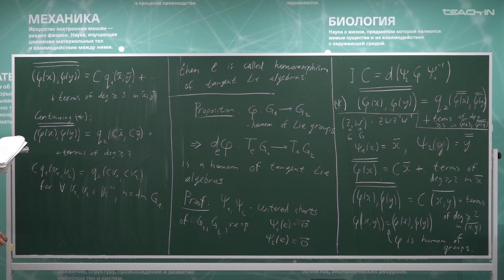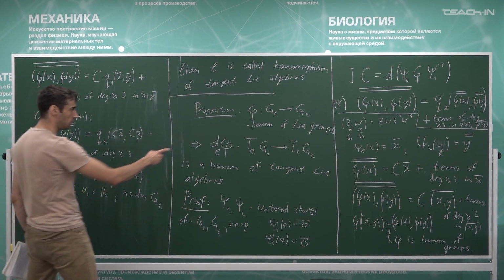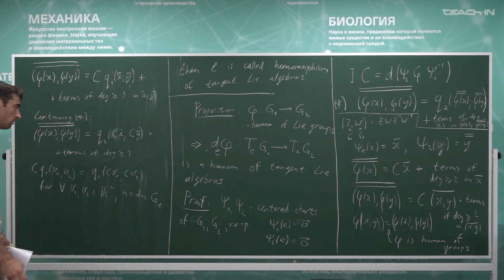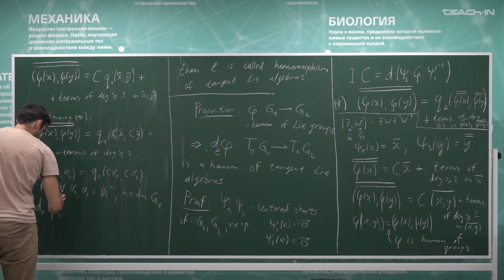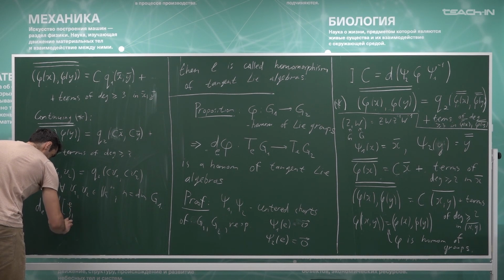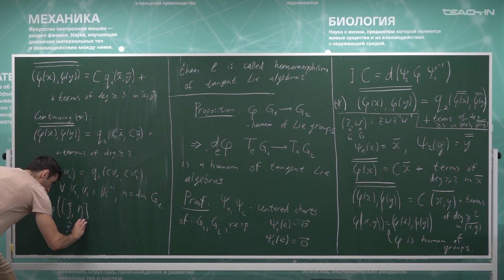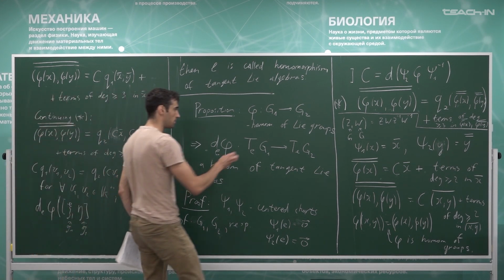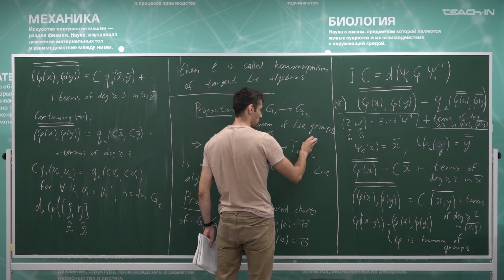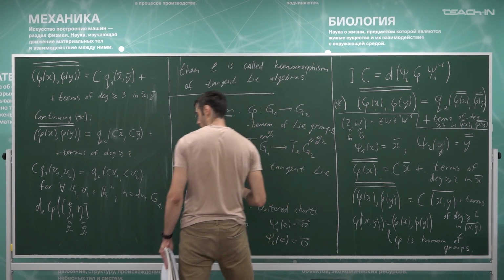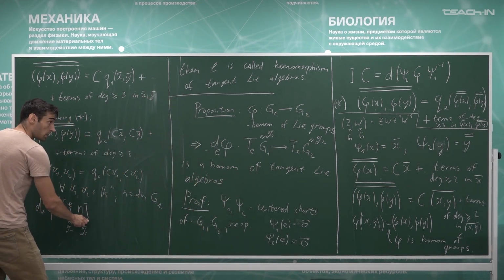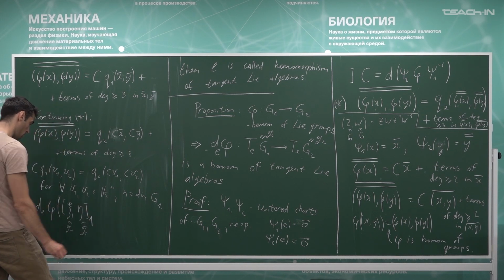Okay, so we are going to use this. So let me see. I need to check. So my proposition is what? That d phi is a homomorphism of tangent algebras. So it means that I would like to take the differential and apply it to the bracket of two elements, xi and eta, and these elements belong to G1, where G1 is this space, tangent algebra, and G2 is this tangent algebra. And this bracket corresponds to G1, so we indicate it by this.